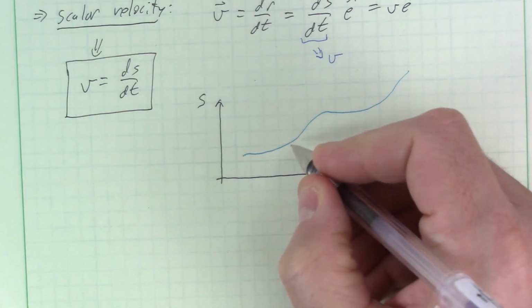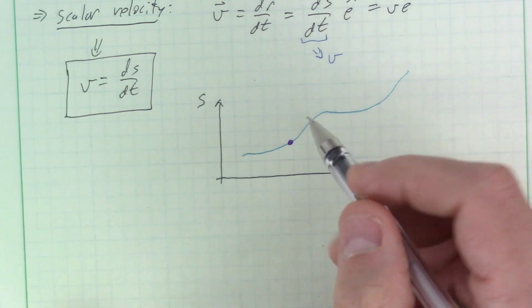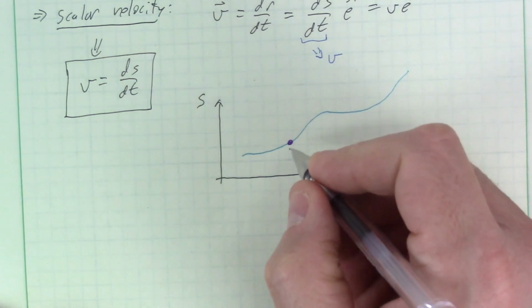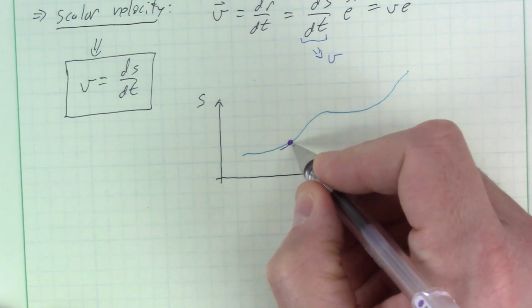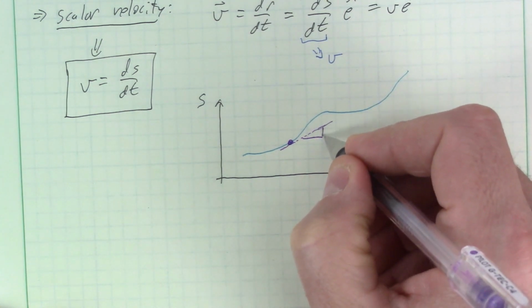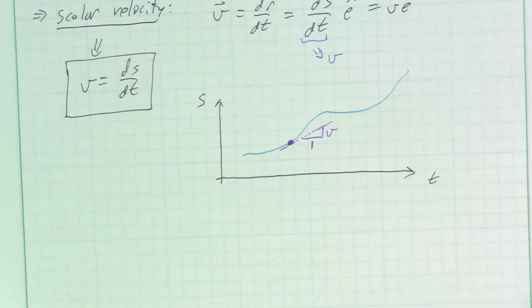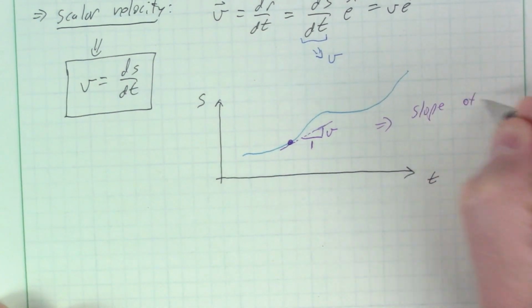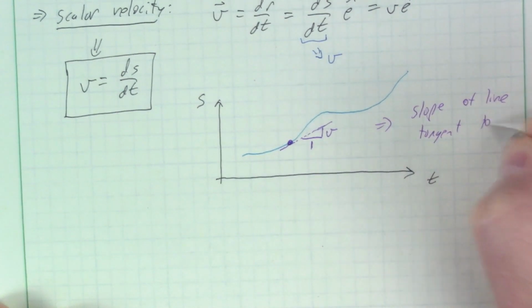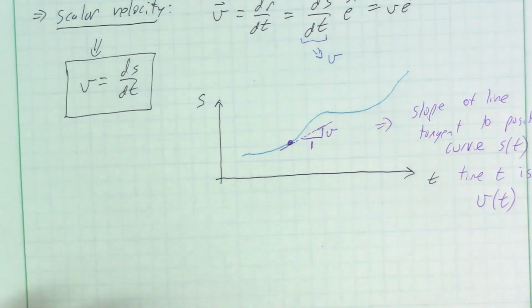Okay, so if we pick a particular time to analyze, this is where we get a tangent line, our change in position vector. We get it here with the scalar quantity as well. So if at this point we take a tangent line and calculate its slope, for a unit time change, what is the change in s? That is your velocity. The slope of the line tangent to the position curve, in this case a scalar position curve, s of t, at time t is our scalar velocity, v of t.